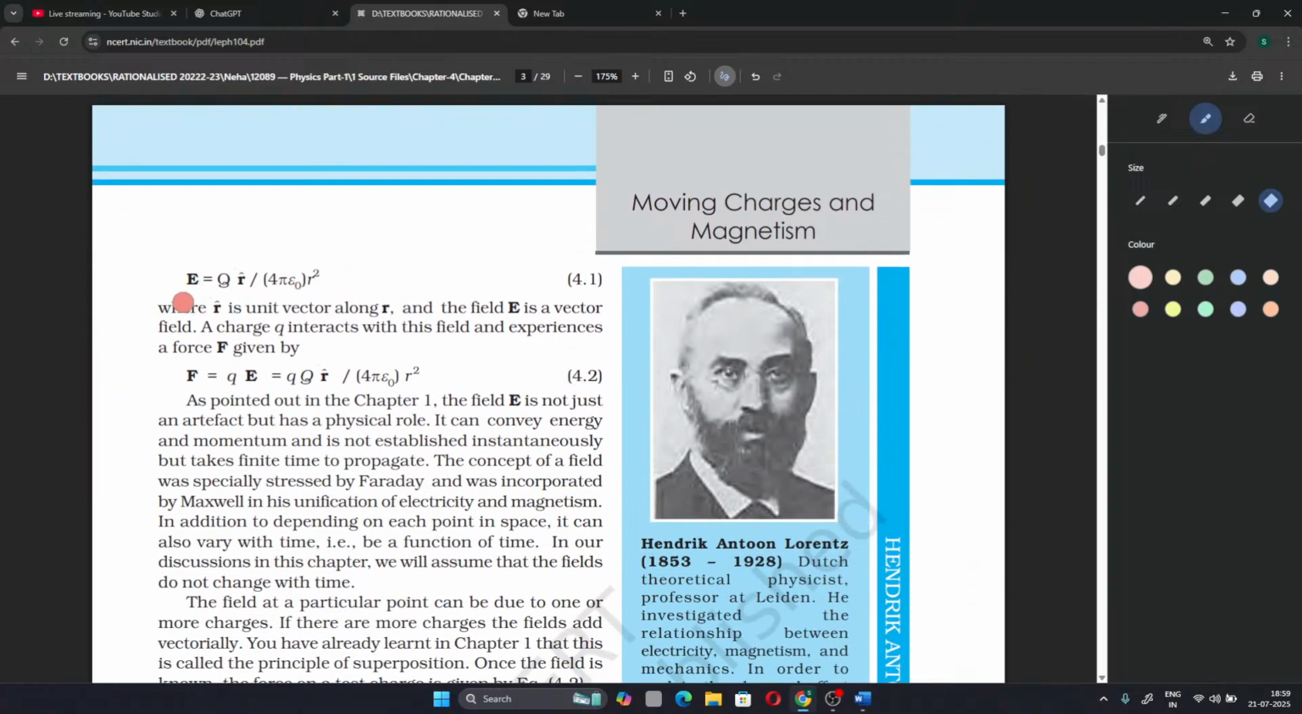E equals Q r vector by 4 pi epsilon naught r square, where r cap is a unit vector along r, and the field E is a vector field. A charge Q interacts with this field and experiences a force given by force equals Q times E, or QQ by 4 pi epsilon naught r square along with a unit vector.